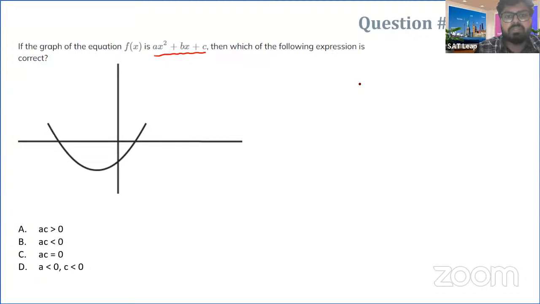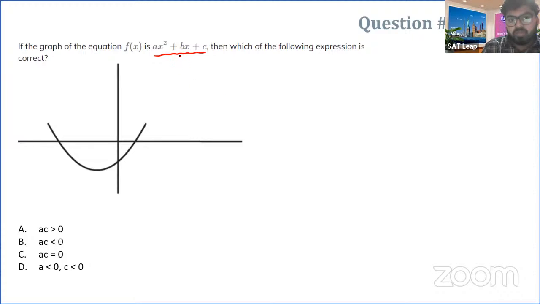Anyone who would like to answer? If the graph of the function f(x) equals ax square plus bx plus c is given below, then which of the following expressions is correct? Okay, so Ankit has said it's C. Now let's see how to do it in the exam.